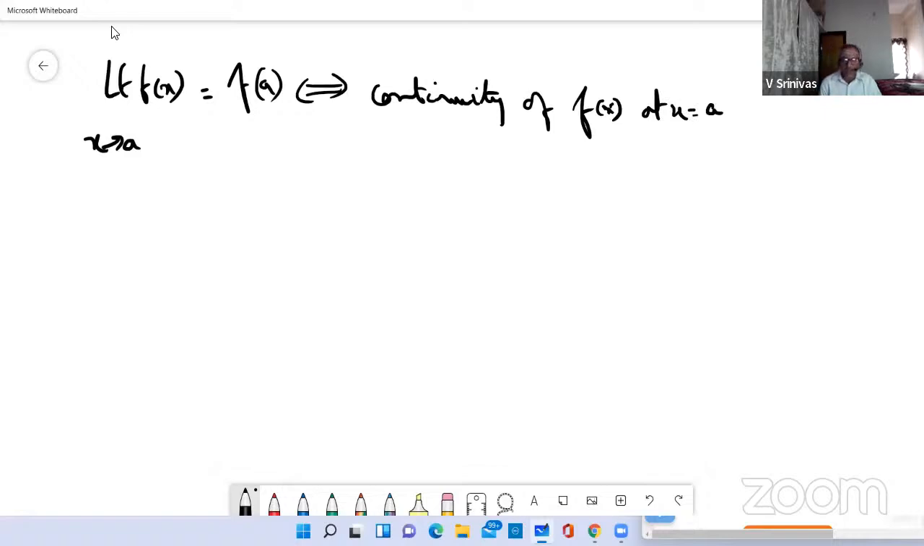Right? Geometrically, what is the meaning of continuity? Geometrically, what does this mean? Can you tell me? Hello? Can anybody tell me what is continuity of a real valued function of a real variable at a real point?